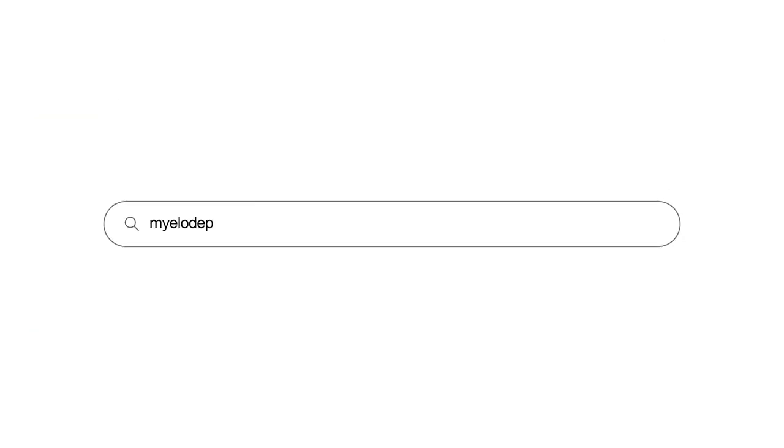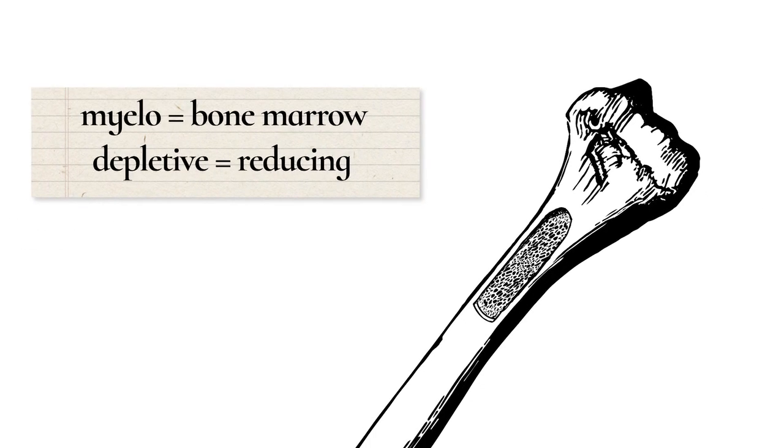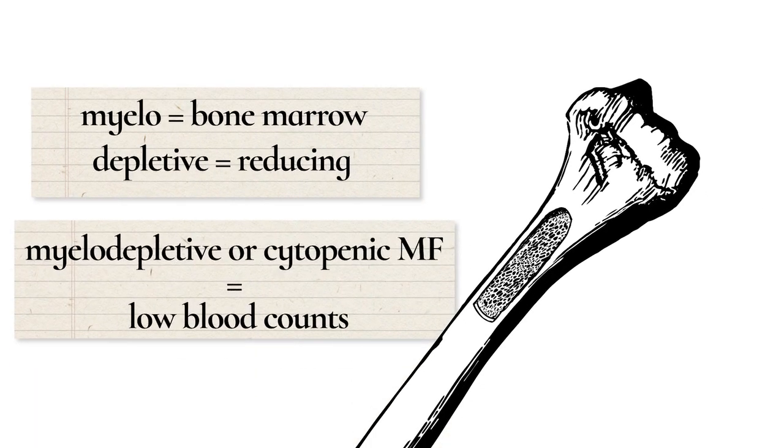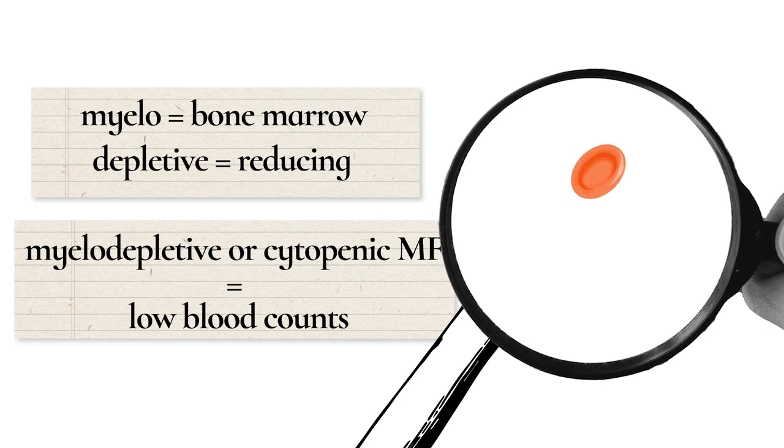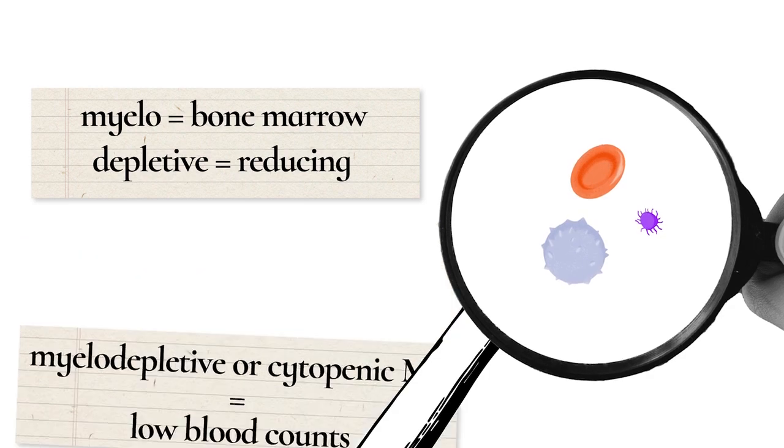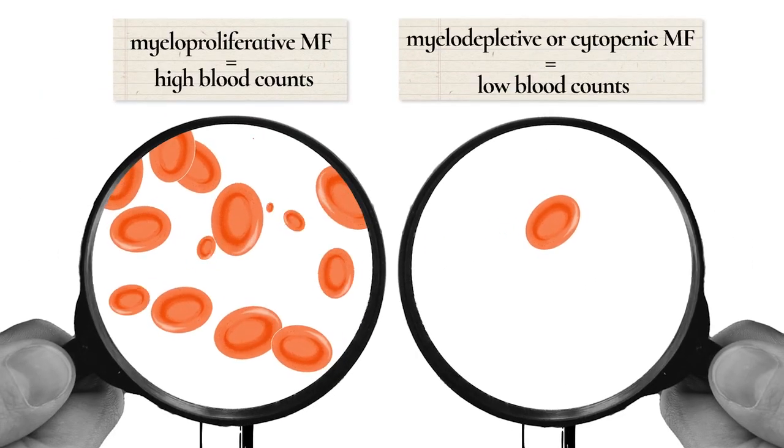In contrast, the bone marrow in myelodepletive disease doesn't make enough blood cells. This appears in laboratory tests as low blood counts for red blood cells, white blood cells, and/or platelets. Myelodepletive disease is commonly called cytopenic disease.